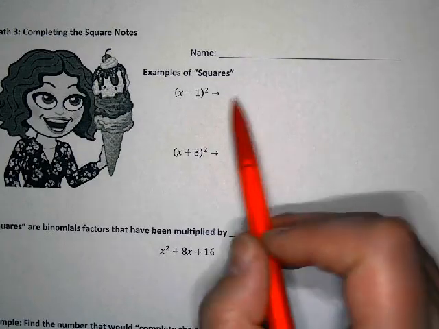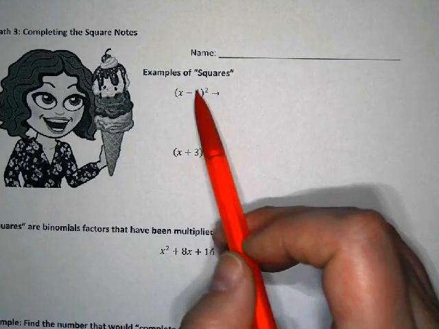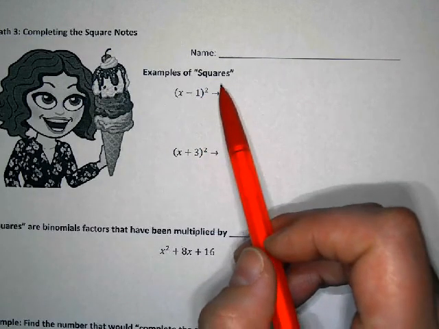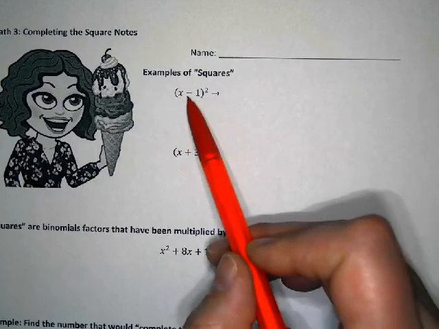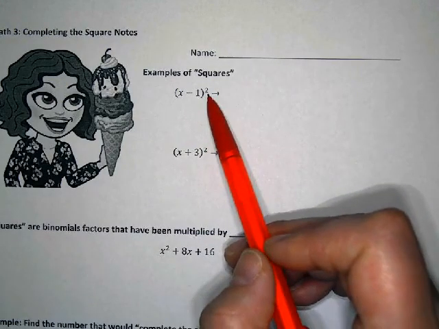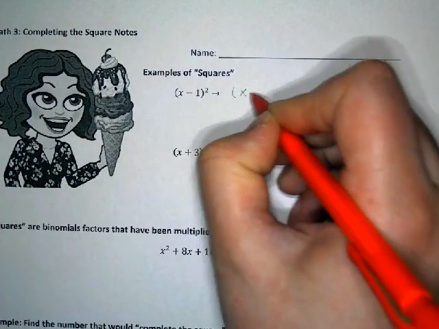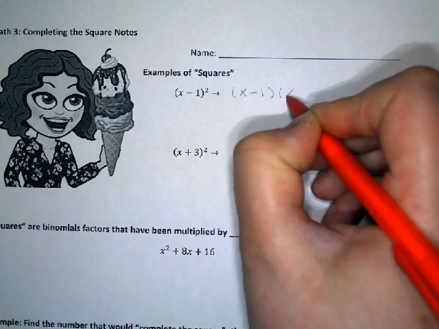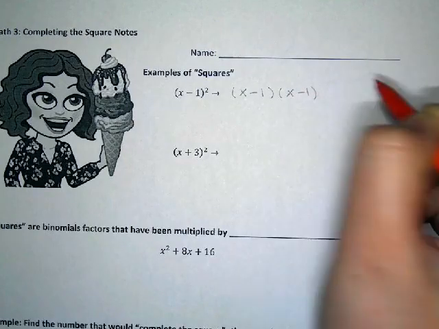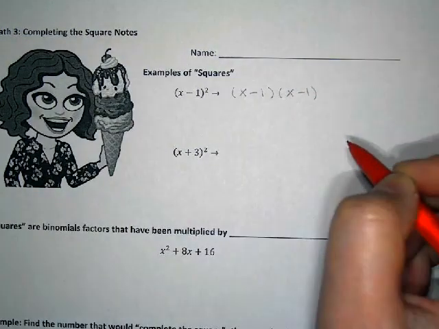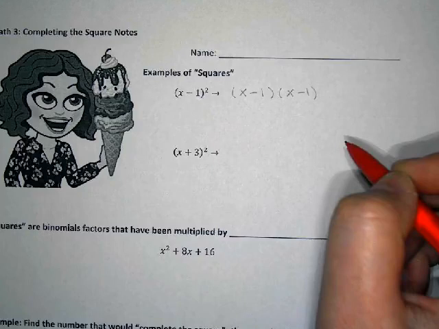Okay, so first thing we're looking at is some examples of squares. So if I had x minus 1 squared, what that really means is x minus 1 times x minus 1. We always know that exponents are just telling you how many times something is multiplied together.